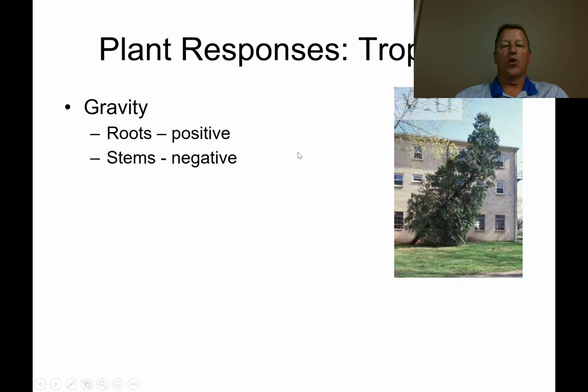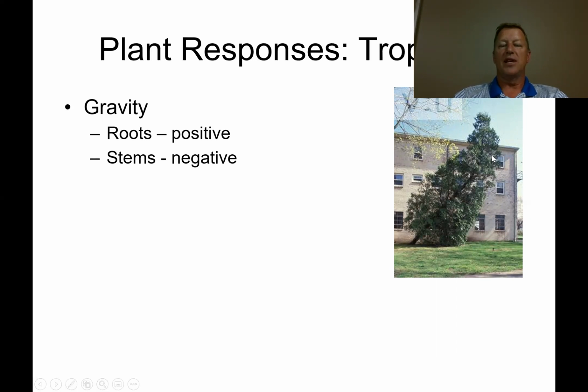Gravity, this is gravitropism. So you can see at one time this tree got blown over. What happened is the top just started growing away from the pull of gravity. Instead of growing straight at a weird angle, it bends and goes up. So this is growing away from gravity.